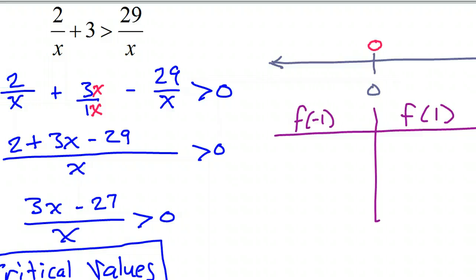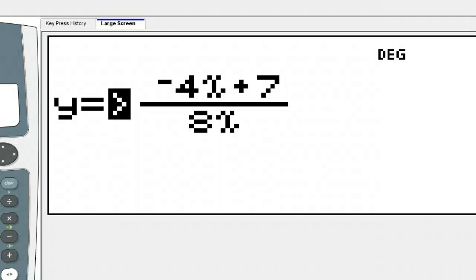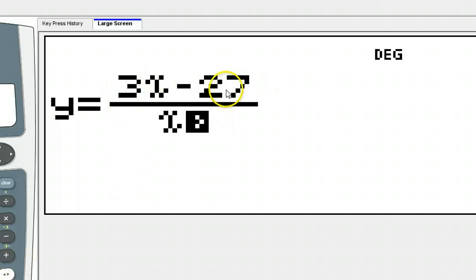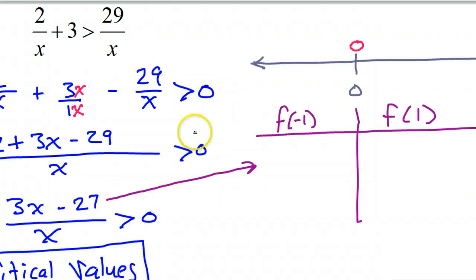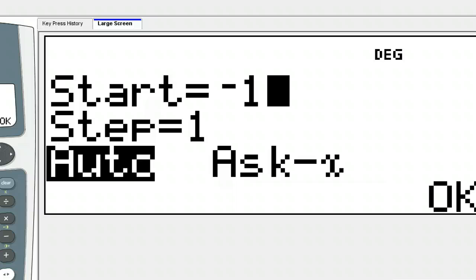Now to do my test, I'm going to use this version of the function, 3x minus 27 over x. And I'm going to use my TI-30 XS MultiView. Hit the table button. Alright, 3x minus 27 over x. We had critical values, and our first test value is -1. So let's tell it to start at -1, because why not?